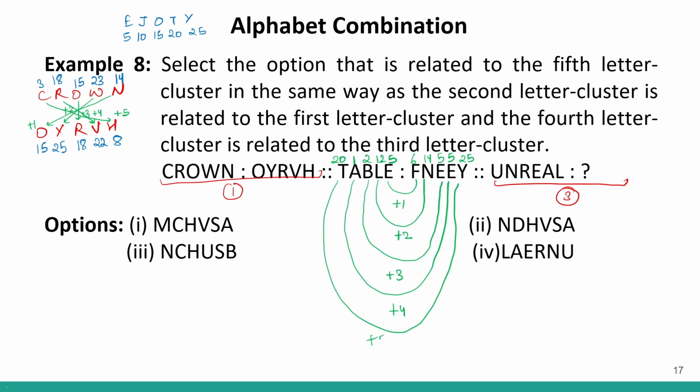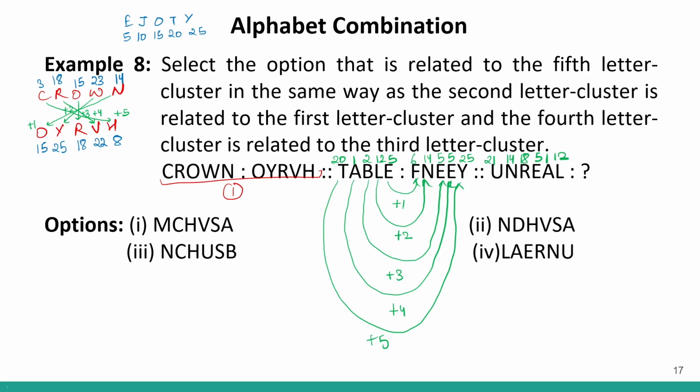So, this is true for this arrangement as well. They have been in increasing order in reverse. So, we will do the same thing for UNREAL. So, let us give them forward ranks. U is how much? 21. N is 14. R is 18. E is 5. A is 1 and L is 12. These are the forward ranks.